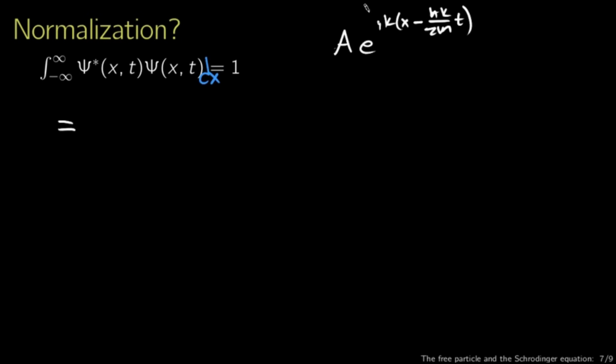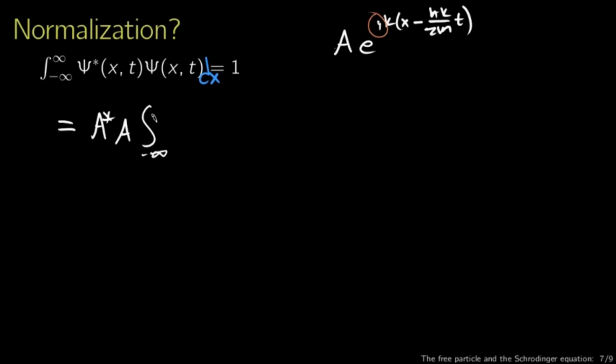If we're just working with this term, taking the complex conjugate is easy. The only complex part is this i here. And what we're going to end up with for our integral then, a being a constant, we can pull it out front, both the a star from psi star and the a from psi.